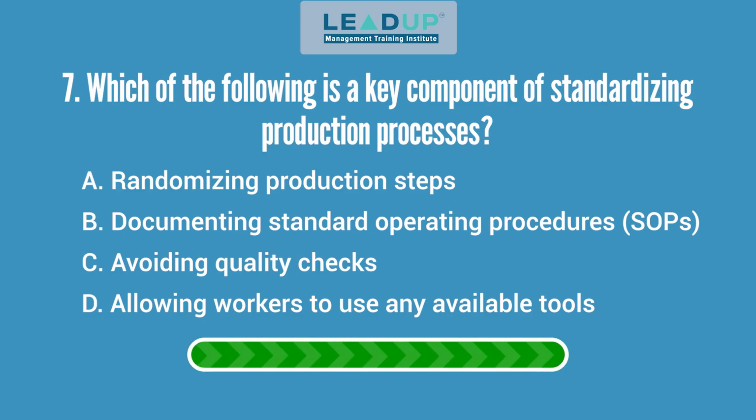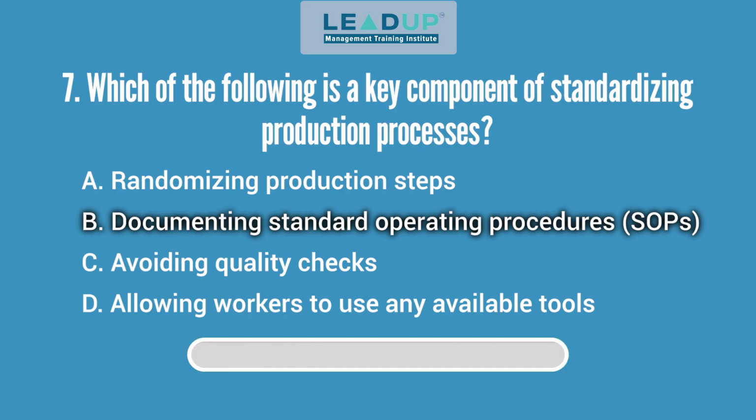Question 7. Which of the following is a key component of standardizing production processes? A. Randomizing production steps. B. Documenting standard operating procedures, SOPs. C. Avoiding quality checks. And D. Allowing workers to use any available tools. The answer is documenting standard operating procedures, SOPs.